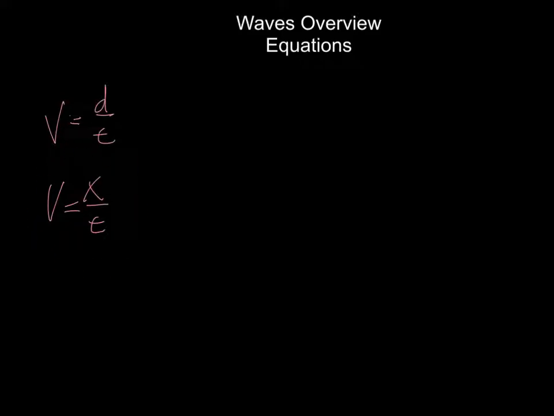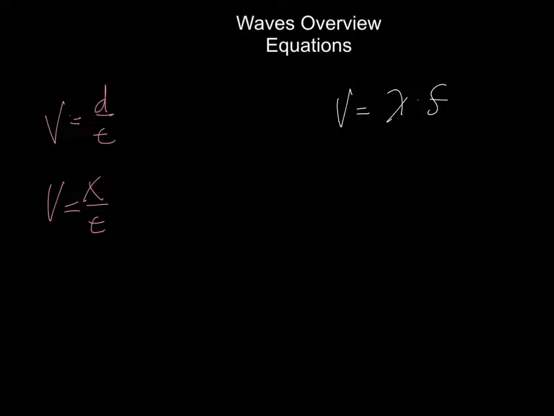It still applies. We have a distance, either x or d, divided by the time, is going to be equal to the velocity that that object is moving. The other equation that we have was about wavelength and frequency. So we know that our velocity is equal to our wavelength times our frequency.